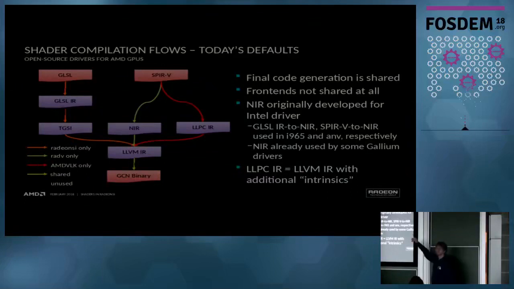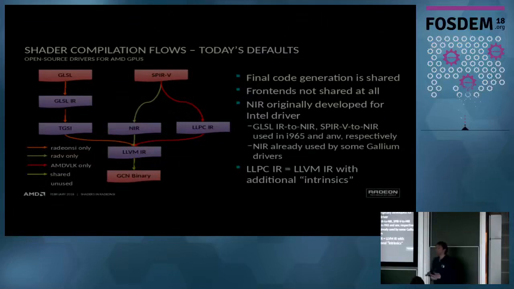Now, to go a little bit further to the right, if you're running Vulkan with radv, you will start with SPIR-V. You will take this middle arrow to NIR. This is the translation that was first introduced with Intel's Vulkan driver and which is now also used by radv. Then the NIR gets translated into LLVM IR that looks like the LLVM IR that radeonsi produces and gets translated into binary.